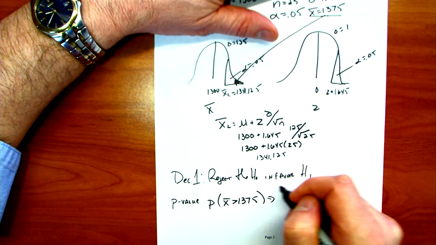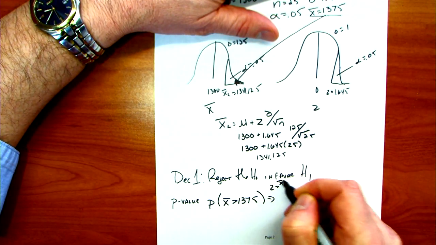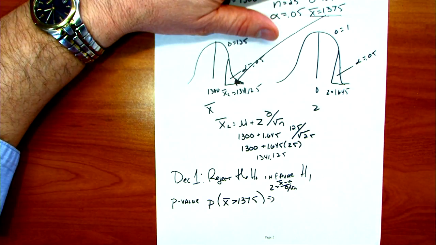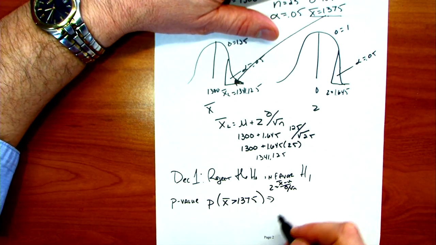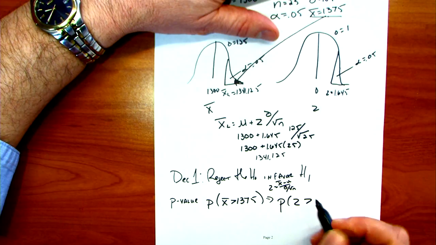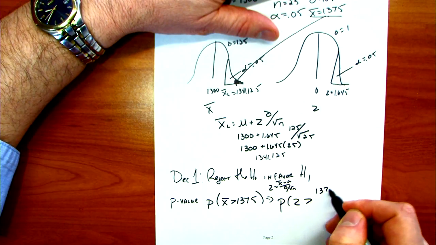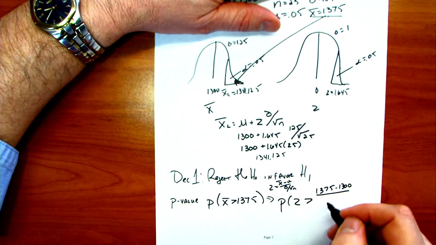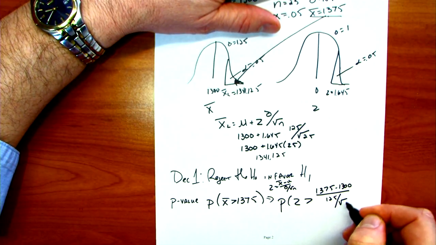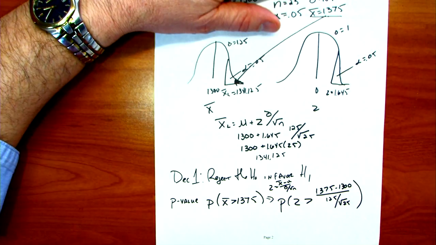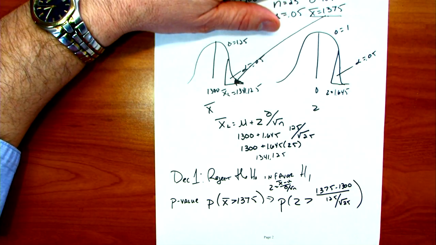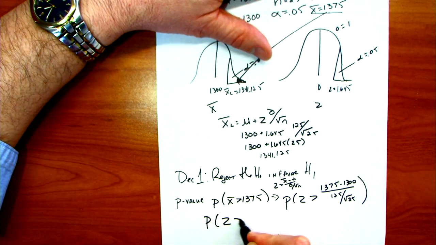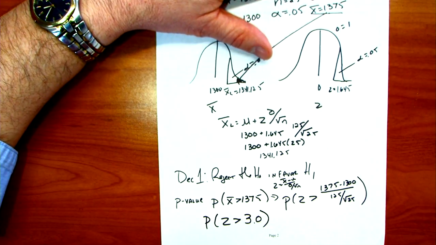Convert it to a z-value using this formula. Z is equal to x bar minus the mean, divided by the standard deviation divided by the square root of n. That gives me the probability z is greater than 1375 minus 1300, which is my original mean, divided by 125, which is my standard deviation, divided by the square root of 25, which is my n. Trust me, the math comes out to be the probability that z is greater than 3.0.